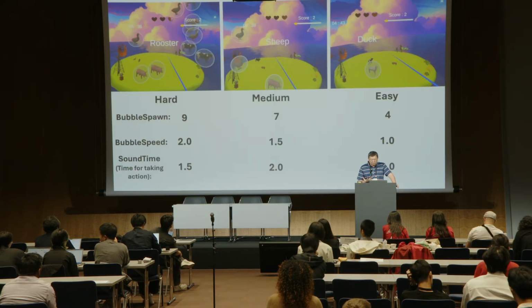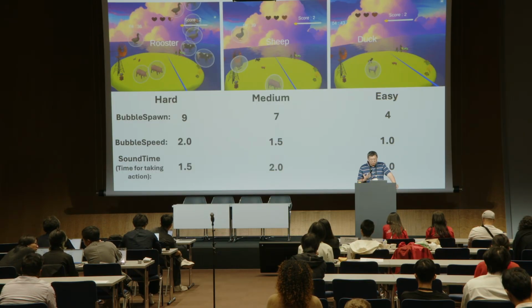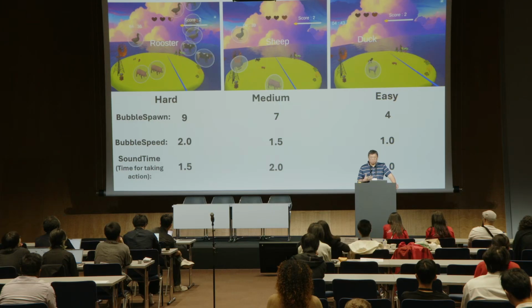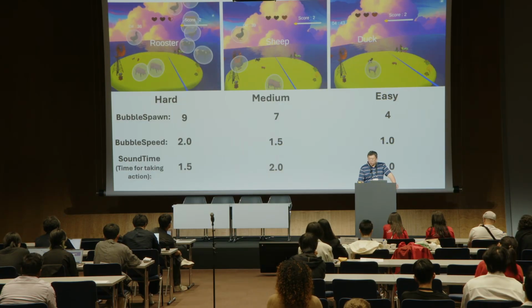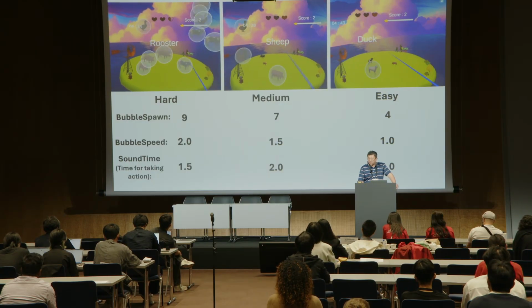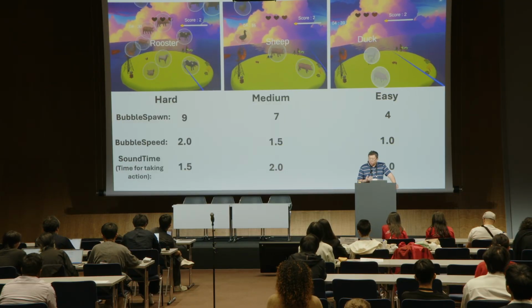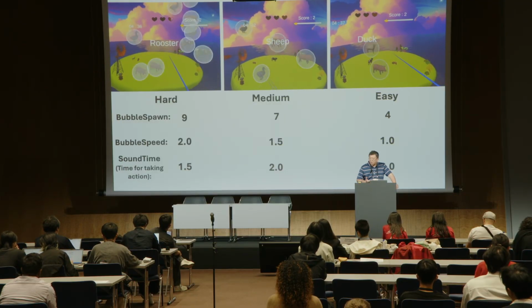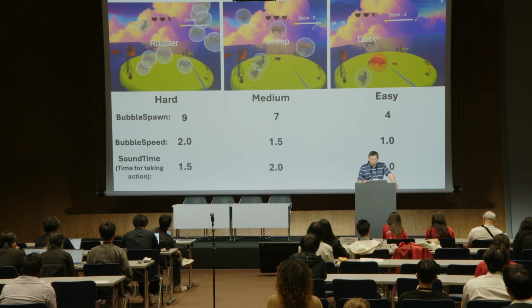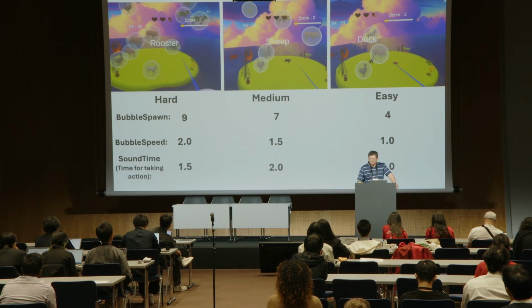We control the difficulty level by controlling the population of the bubbles in the environment, the moving speed, and also the time given to the player to react to the bubble. This shows three difficulty levels. As you can see, there are differences in the density of the bubbles and the moving speed. The slower they move, the more time given to the player, which makes the level less challenging.